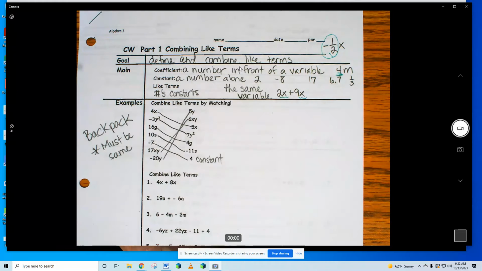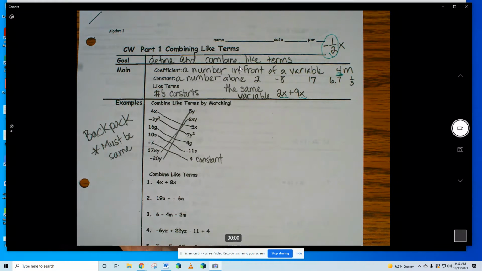So now I'm going to add and subtract. We're not multiplying and dividing today. We're just adding and subtracting like terms. Because multiplication and division, I can do anything with any variable. But adding and subtracting rules, addition and subtraction, they have to have like terms.